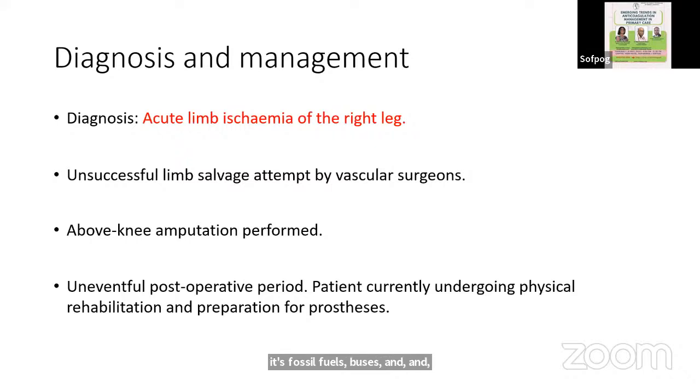There was coordination with some facilities around Accra, an angiogram was done, and there was an attempt at embolectomy, all of which were not successful. And so the patient had an above knee amputation performed. Fortunately for us, the post-operative period had been uneventful.